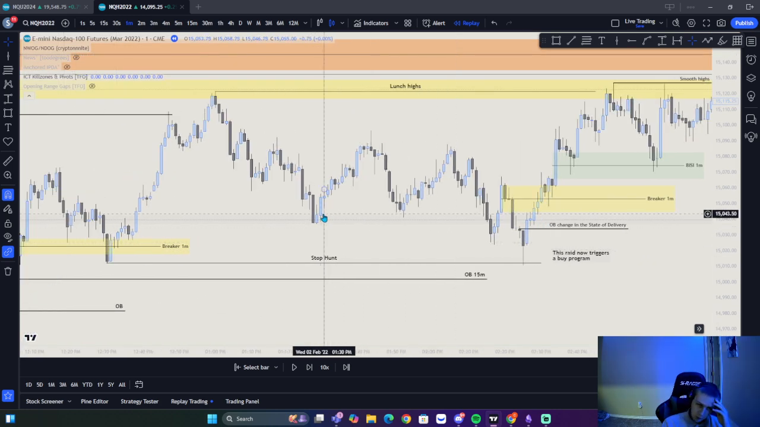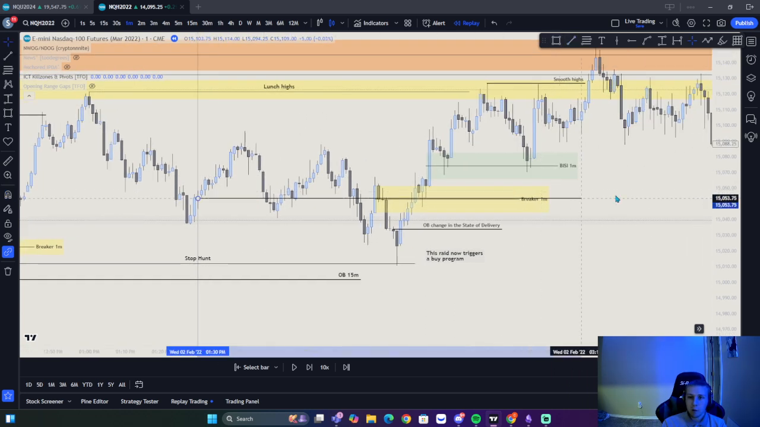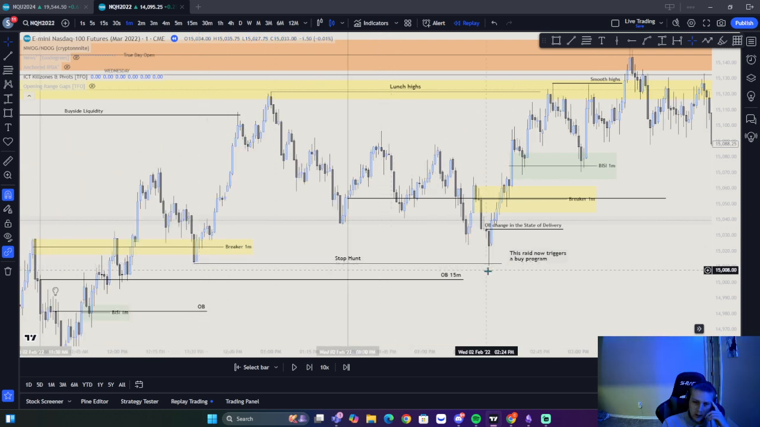So what do we get? 130. What is this? This is the 130 opening price. We can drag that out in time. We want to see manipulation below that. What do we get? Well, we're generating liquidity. Then we get manipulation into sell stops. This now triggers a buy program.